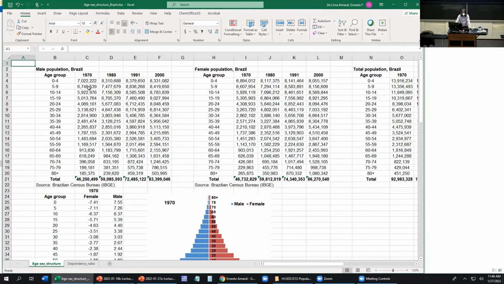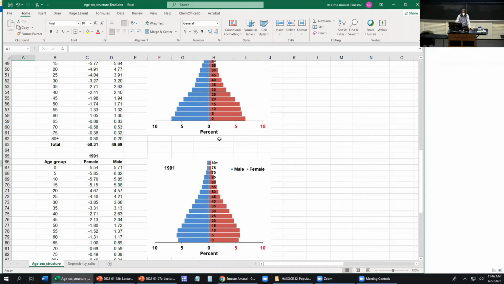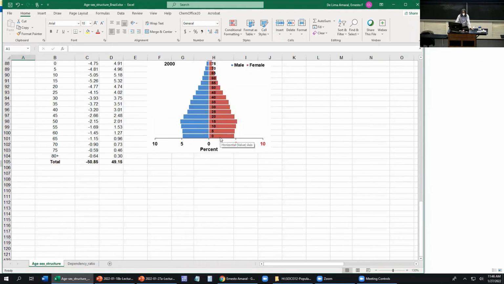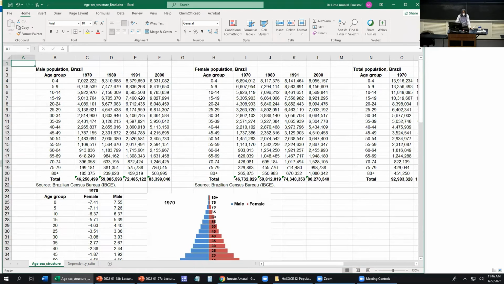So you just need the male population by age group and the female population by age group for a specific year, and then you can generate the age sex structure for that specific country in that specific year. In this case here, I have 4 years: 70, 80, 91, and 2000.